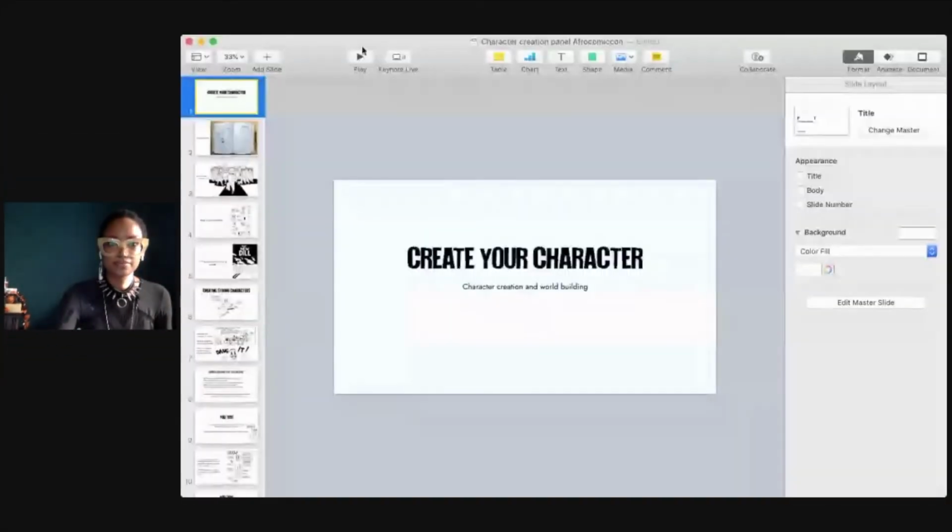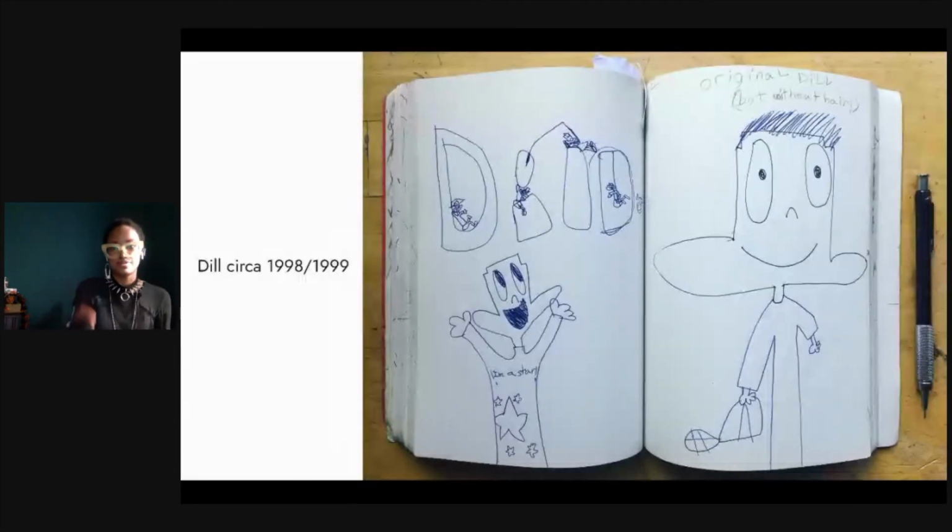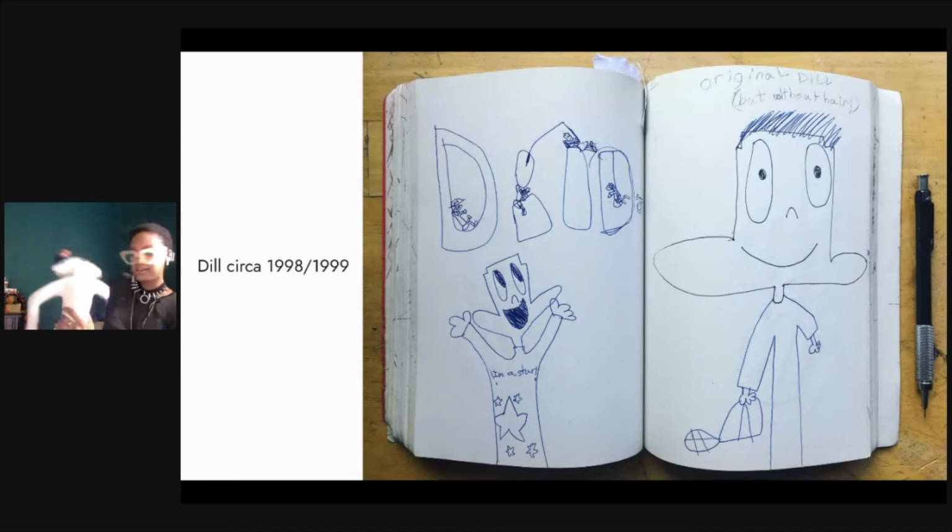So today we're here to create characters and build some worlds, right? I have my art glove on, and we're going to be taking a look at Dill. As a bit of a backstory, I created Dill when I was 6 years old, and he has been around ever since. He is actually with us today.